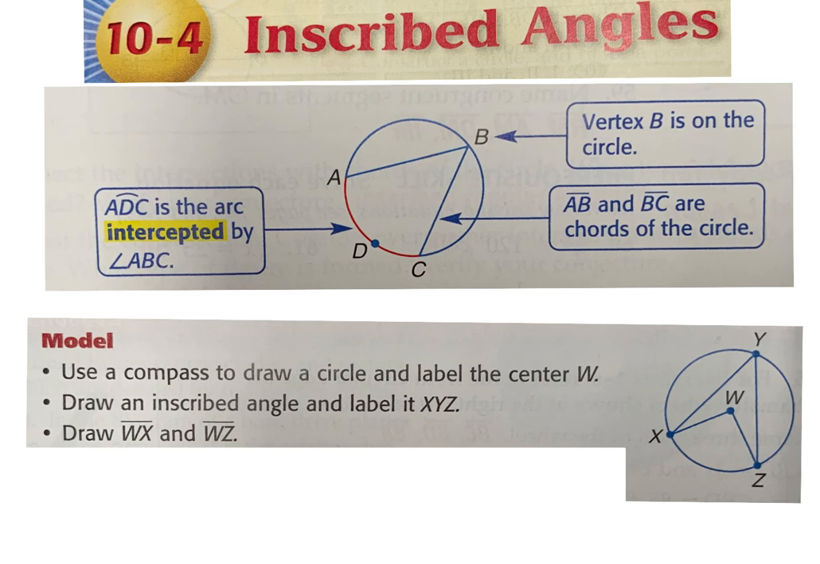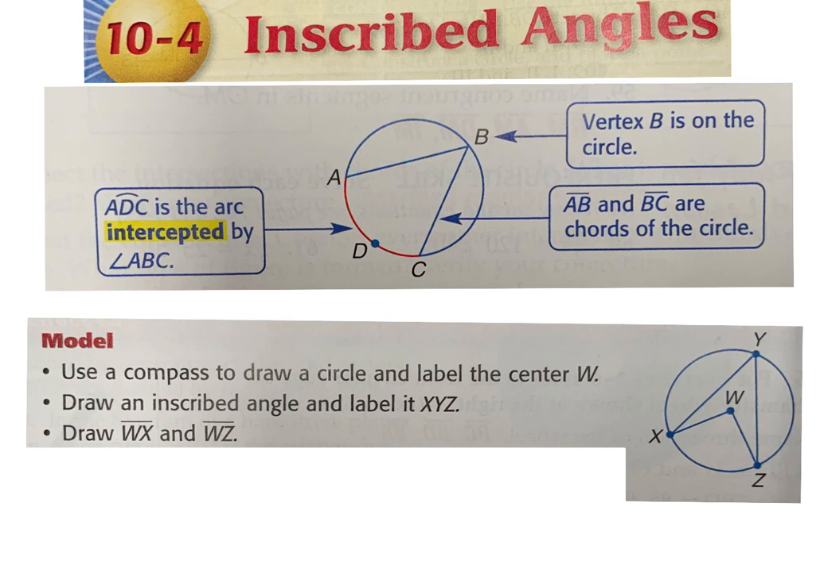All the vertex and the 2 points at the end of the ray, although the rays are continuous, they cross the circle. And so B is the vertex. It is on the circle. It's not on the center of the circle. It's actually on the circle itself. And then the rays that make up the legs or the arms of the angle cross through the circle.